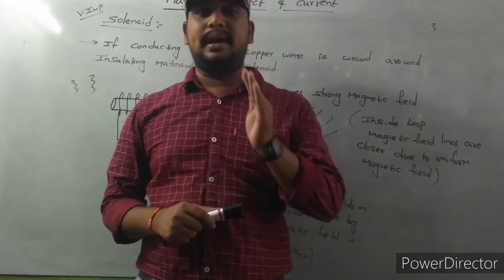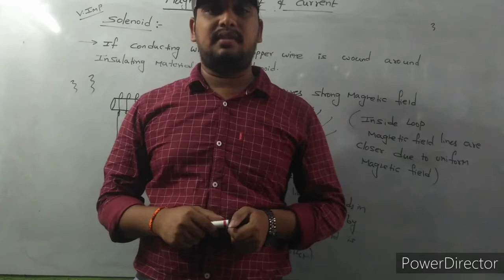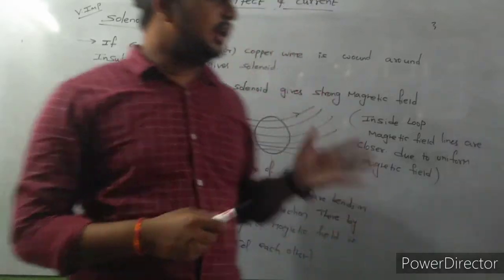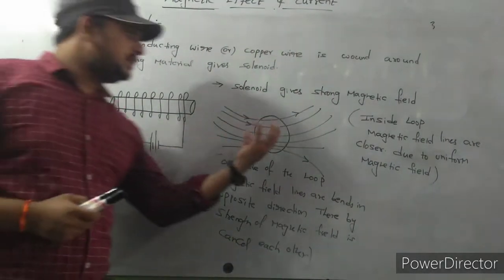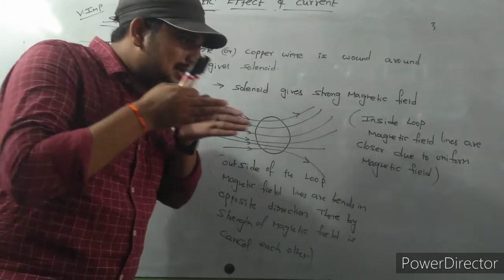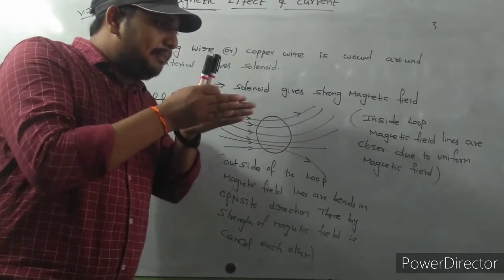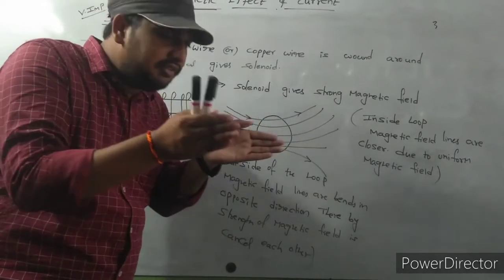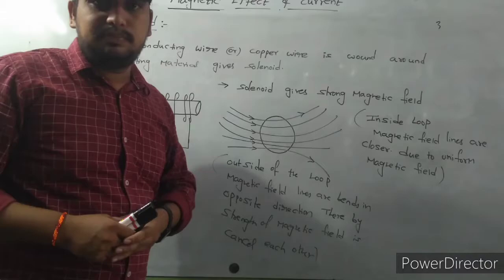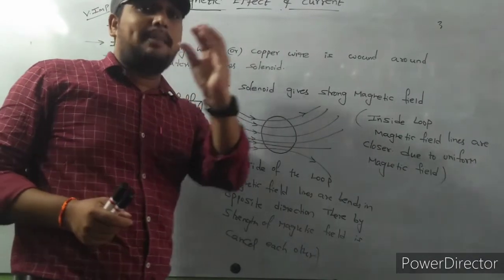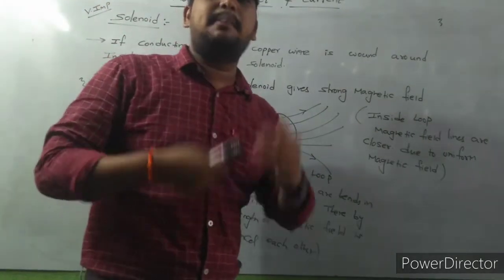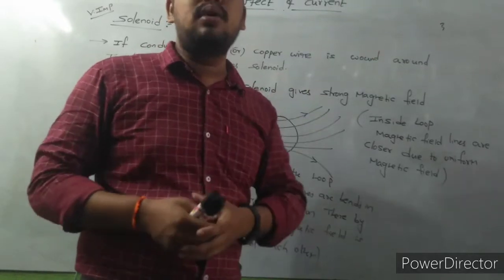Well, continuing my lecture on the chapter magnetic effect of current, now I am going to discuss the concept of solenoid. Here, observe carefully. If you consider one circular loop, the magnetic field lines enter that loop and move very close, and it will produce a strong magnetic field. If I place several loops side by side, then it will give a more strong magnetic field.